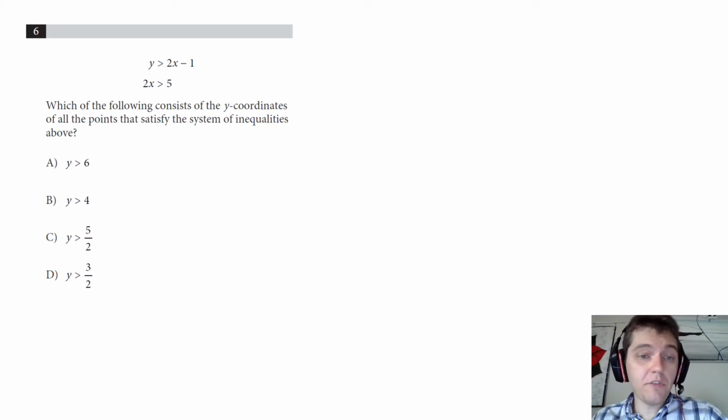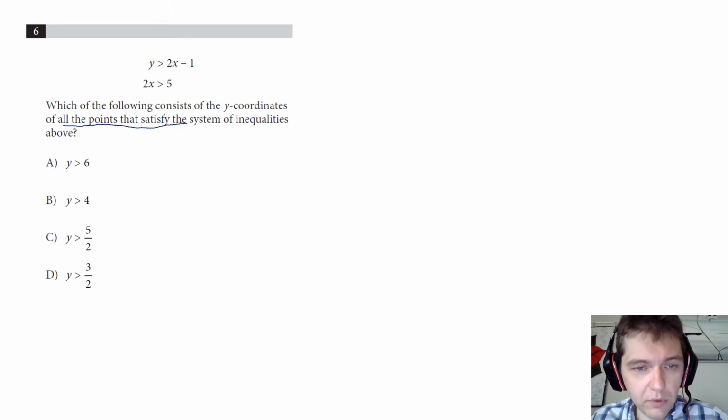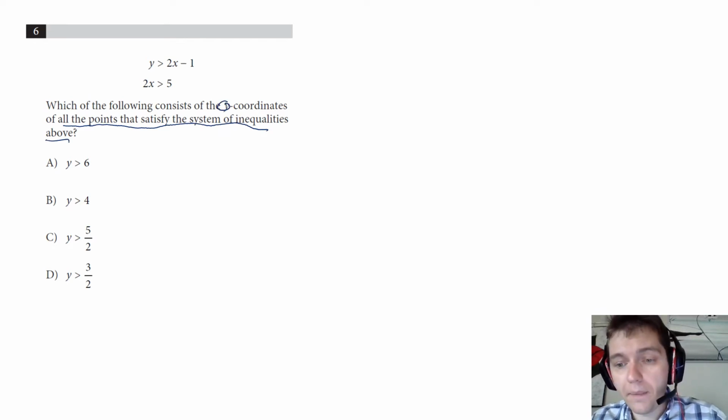Problem number 6. Which of the following consists of the y-coordinates of all the points that satisfy the system of inequalities above? What they're trying to do in this problem is really trip you up by thinking, oh, system of inequalities, I need to think about all these crazy, flipping the signs. But no, what they're actually asking here with all these words, all the points that satisfy the system of inequalities above, all the y-coordinates, is solve for y. They could have simplified this entire paragraph to say solve the above for y, but they just want to check that you're not going to get panicked when you see system inequalities.